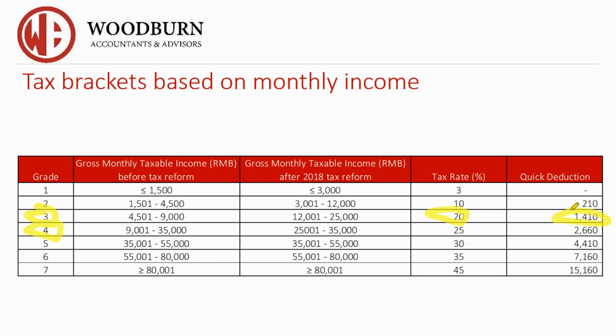So let's go to the calculation. Basically, what this means is you're going to take 19,000, you're going to do a deduction of 1,410, and you're going to do an additional deduction of 5,000 renminbi.